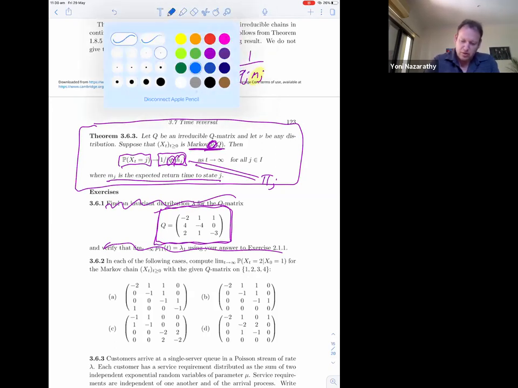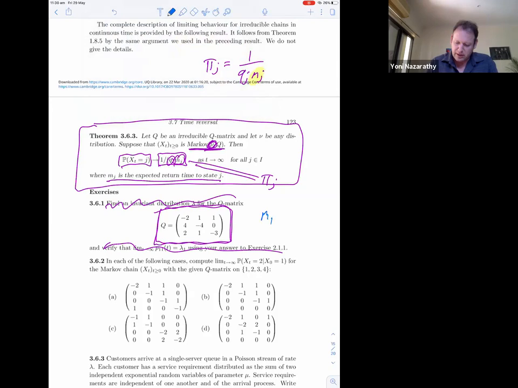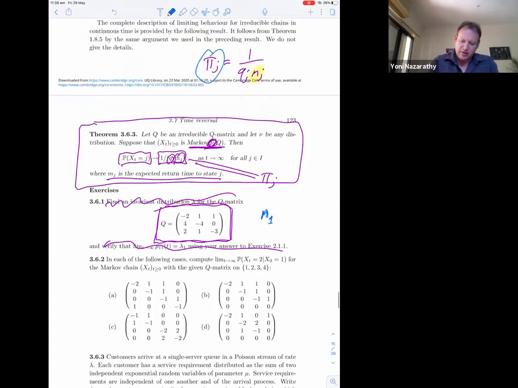Okay, which you'll call M1. Okay, M1. So that's the expected return time from state 1 to state 1. And then what you're going to do is calculate the stationary distribution, and you'll say M1 is 1 over pi 1 Q1. So you'll calculate pi 1, and Q1 is 2 in this case. That's Q1. So you could find the expected return time.